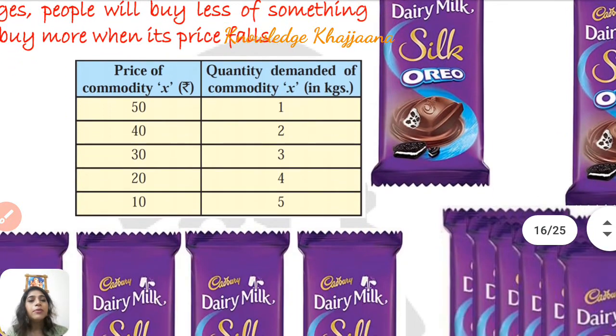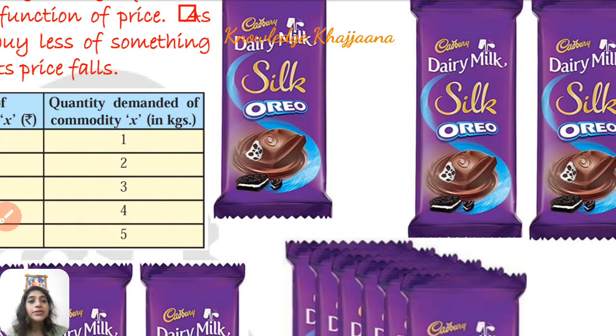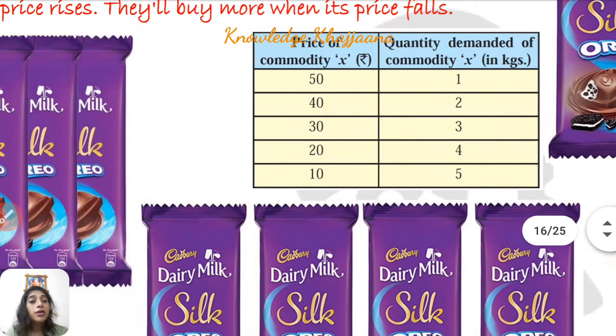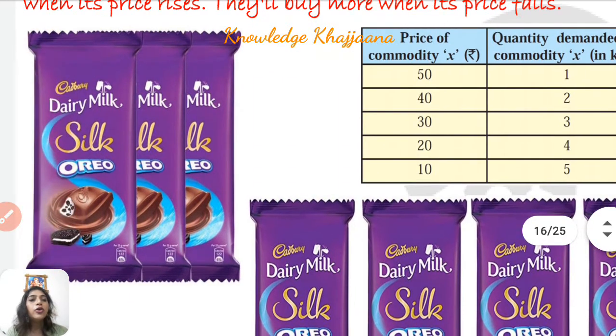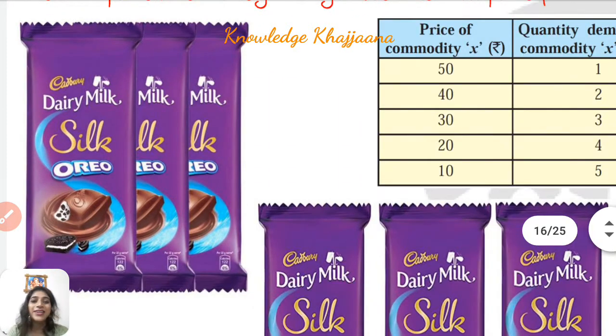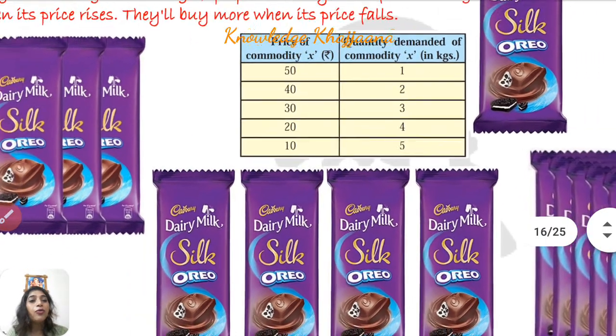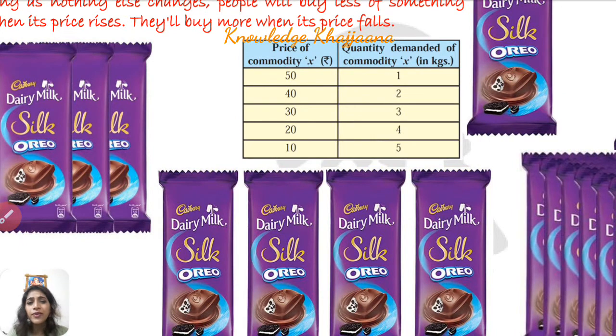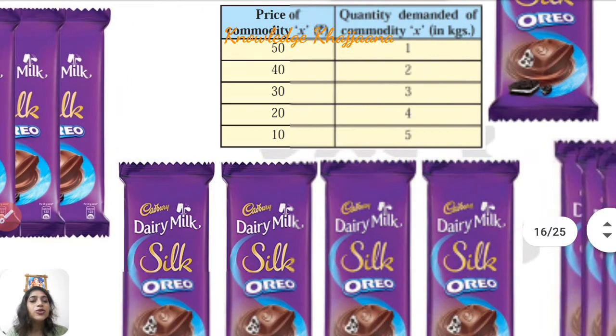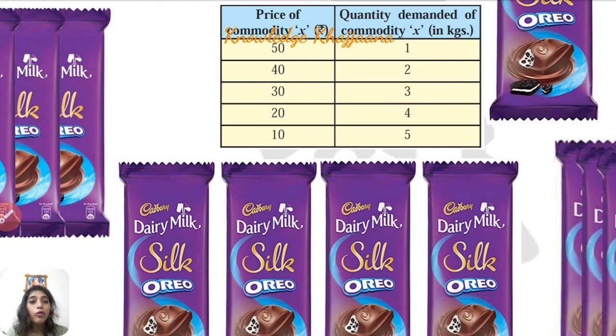If the price of that commodity, Dairy Milk Silk Oreo, decreases to 30 rupees, then you will buy a pack of 3 Cadburys, right? If it still declines, you will get happier and think of buying 4 Cadburys. You will think of giving it as a birthday gift to someone: I will buy 4 Cadburys and give them to my special friend. If it still declines to rupees 20, you will tend to buy 4 Cadburys.